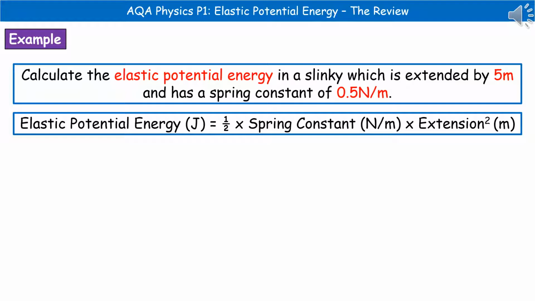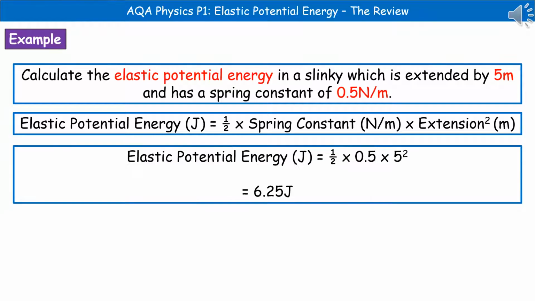Second thing to do is write down the equation that we're going to use, which in this case is elastic potential energy is half times the spring constant times the extension squared. Once we've got that, we can now substitute in our values from our question.